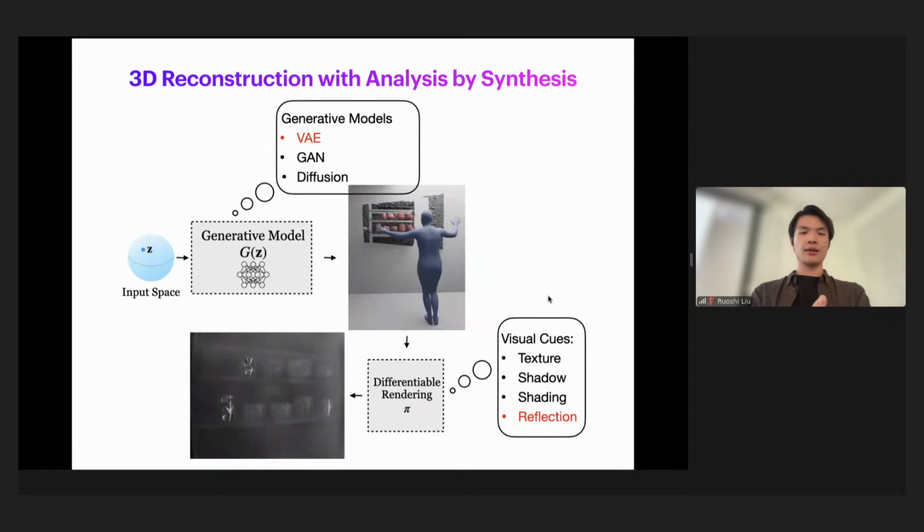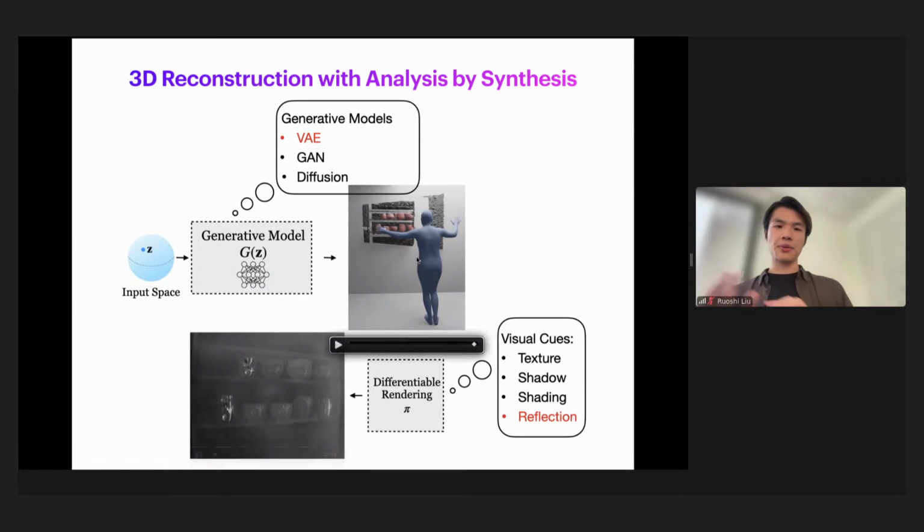To put things together, we use a generative model in the form of a VAE, because SMPL, underlying the VPoser, uses a VAE architecture, and then the differentiable rendering reasons about the reflections. We optimize in the input space to reconstruct the human body that creates the reflection image that you see.